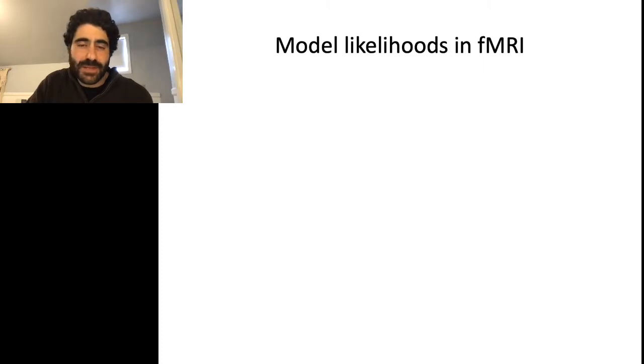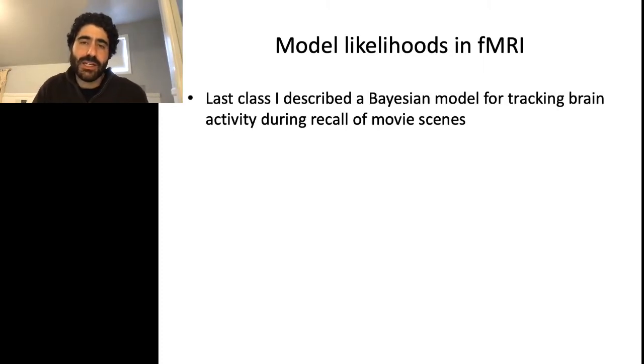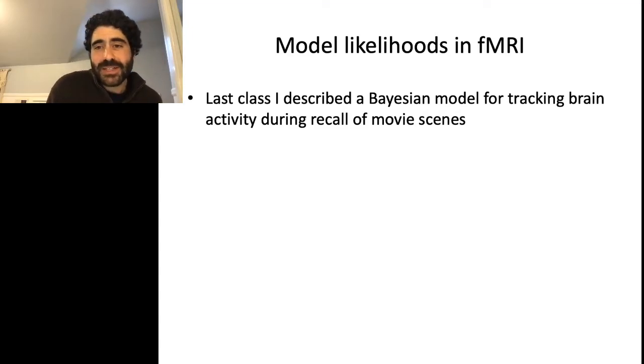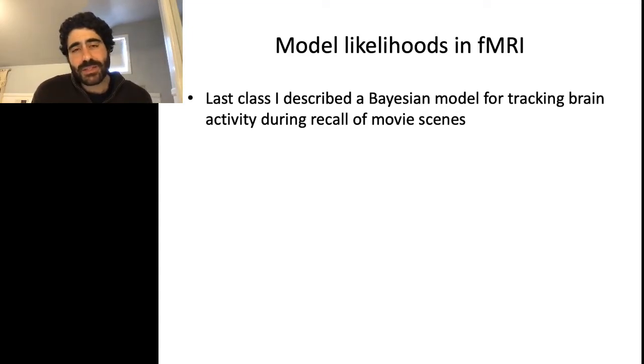So just to give another example of this, on Tuesday, I talked about a model we use in my lab for tracking brain activity while people are watching movies and describing movies. The way that model worked is that for every scene of the movie, for every event of the movie, we had some pattern of activity of what your brain looked like during that movie. And then after we divided up the movie into these events, we'd look for these events to be reactivated in your brain while you're doing recall.